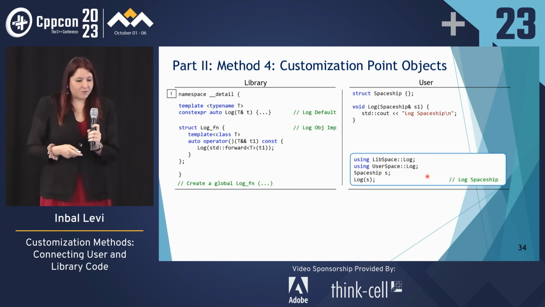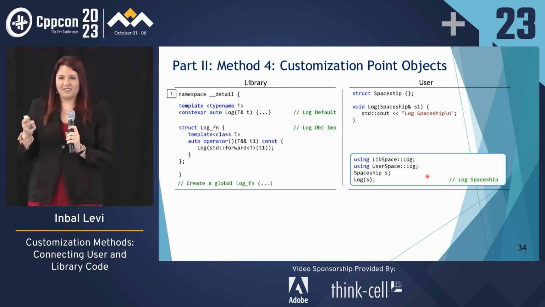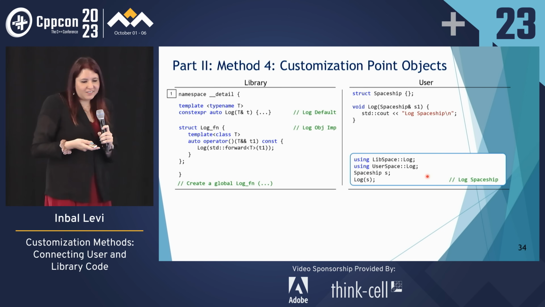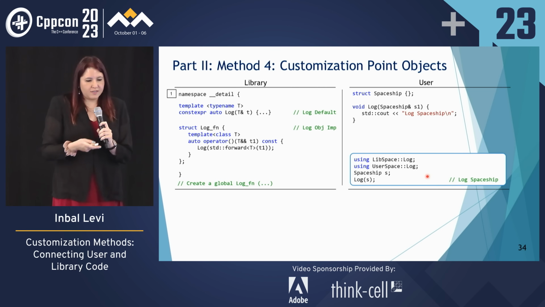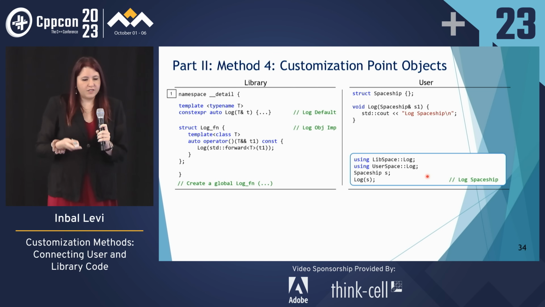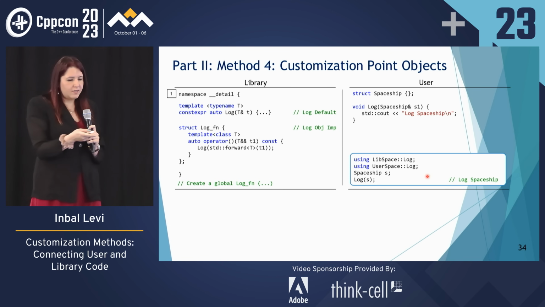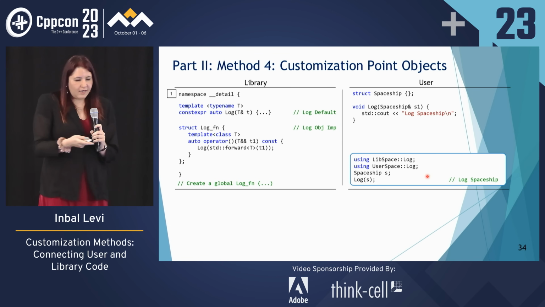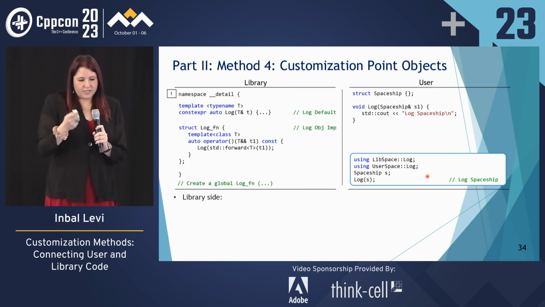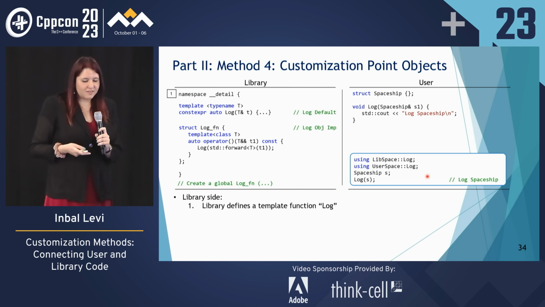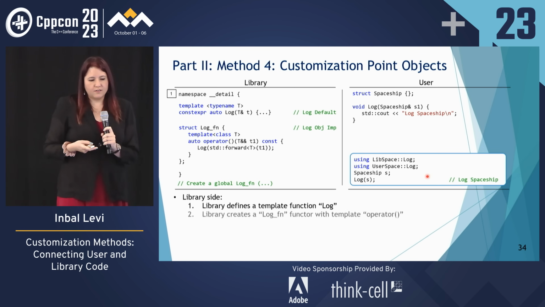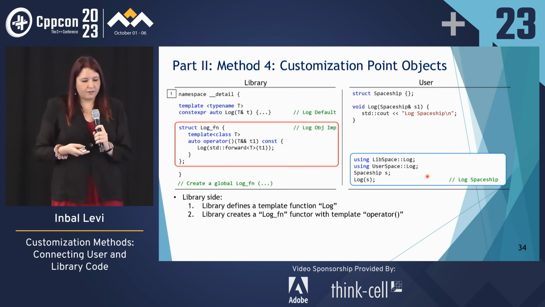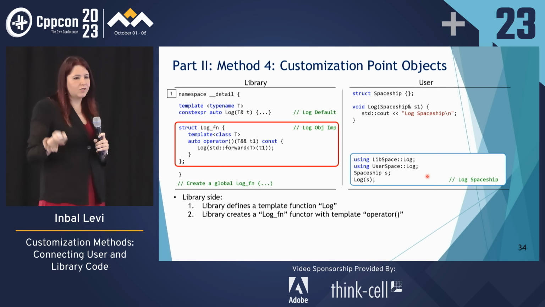So, customization point objects. This is the alternative, right? Hopefully, one of the alternatives, at least, that we have. So now we're in the library namespace defining this log function default. And we defined this object, log func object, which basically calls the operator parentheses, and we do std forward. Again, ignore the slide's code. It's a very simplified one. But basically, we define this in the library space, and the library creates this log func functor. So this is a class with operator parentheses.